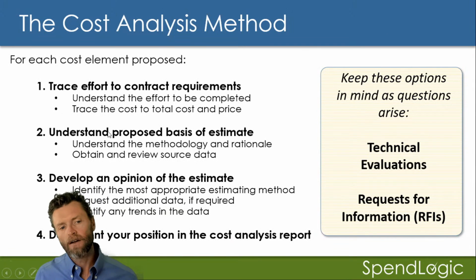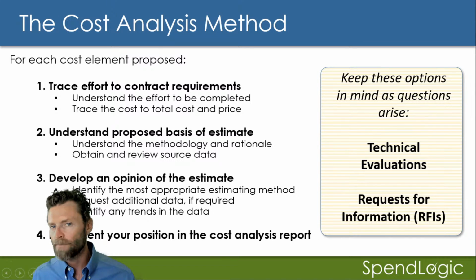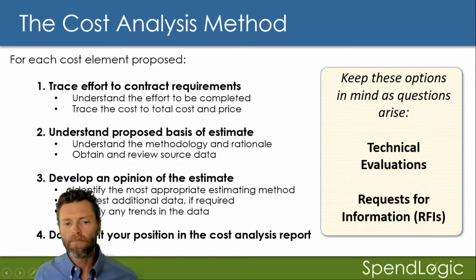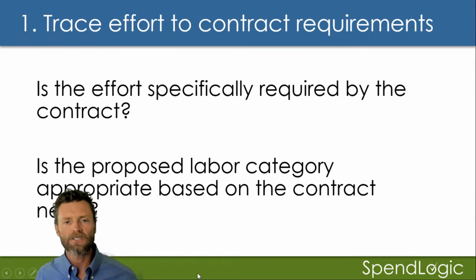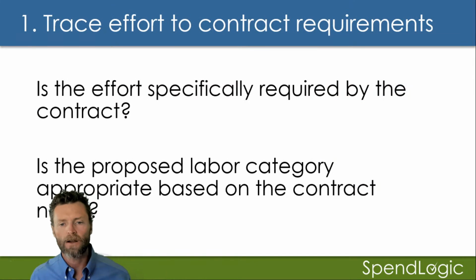So of these 4 steps, I'm going to dig into each one. Again, they don't happen in perfect order, but you need to understand what's happening in each of them. So first and foremost is trace the effort to contract requirements. Again, we already talked about this. Is the effort required? Have they answered the mail? Have they proposed what's required?